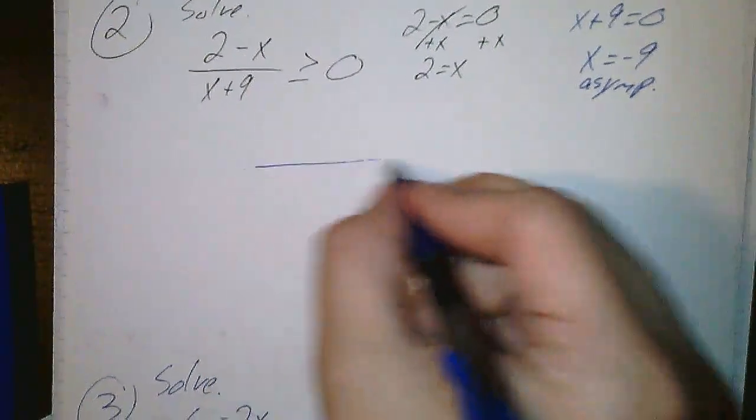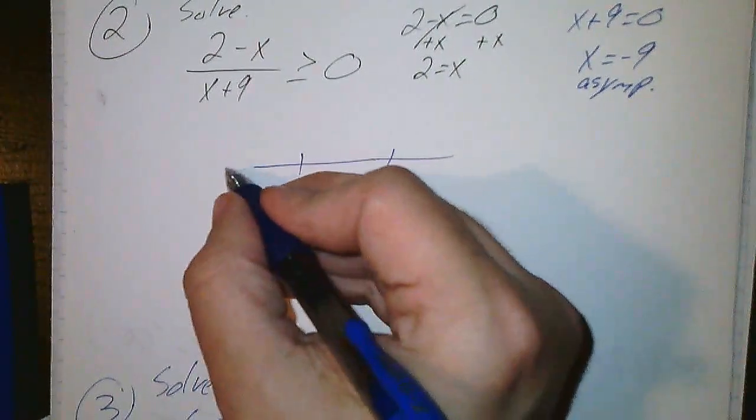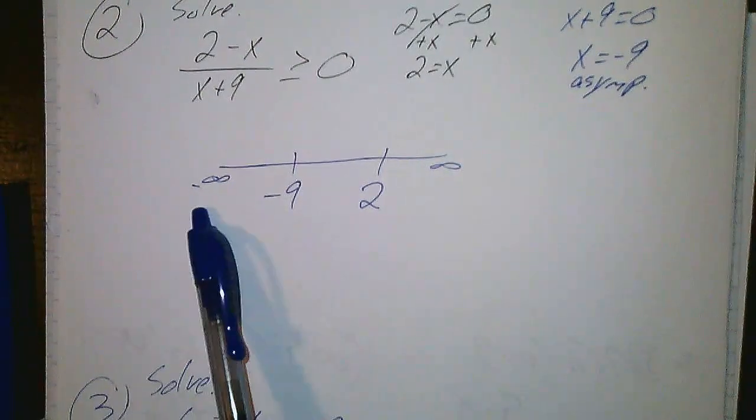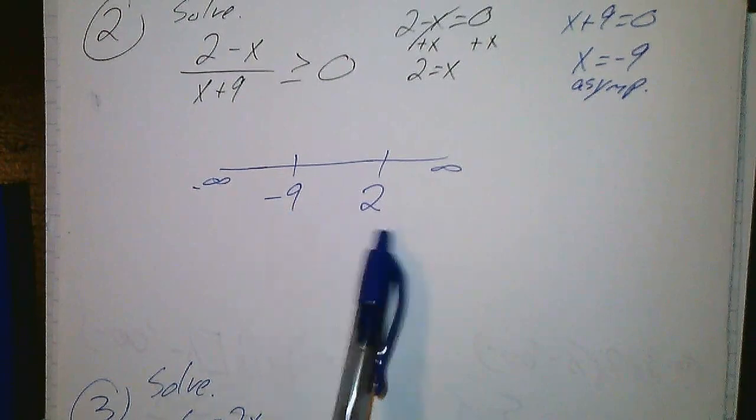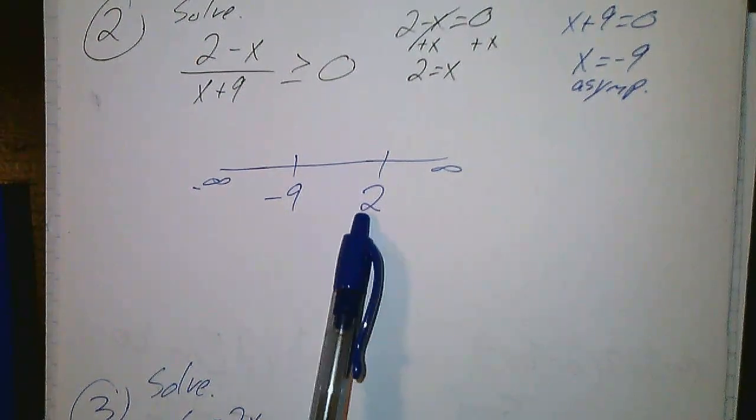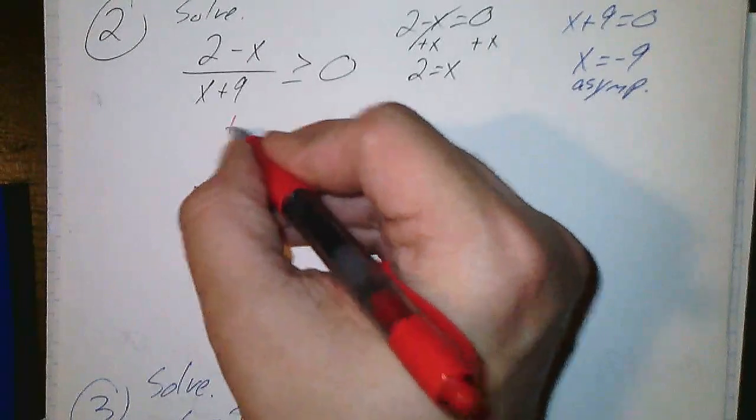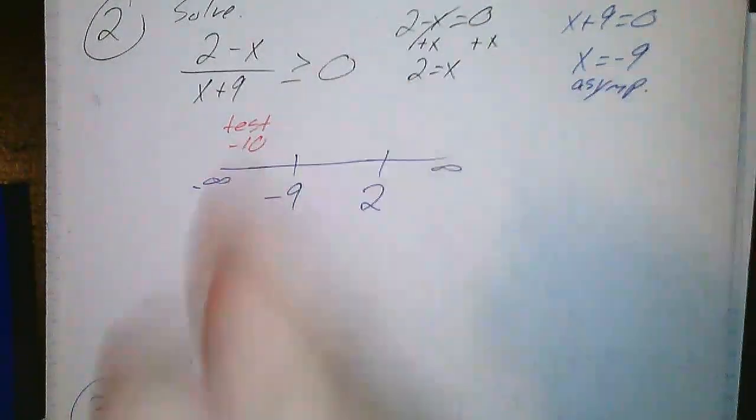So these are the regions that we consider. We go from -infinity to -9. There's a region between the solution and the asymptote, -9 and 2. And then we go from 2 to infinity. And again, we can test these, or, to save time, we can just go to the table.